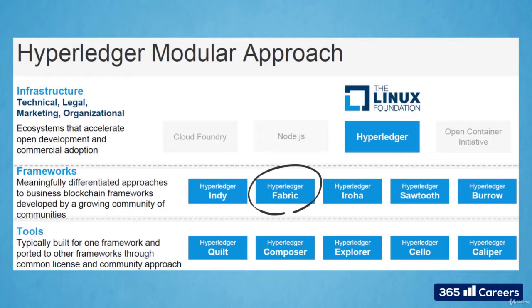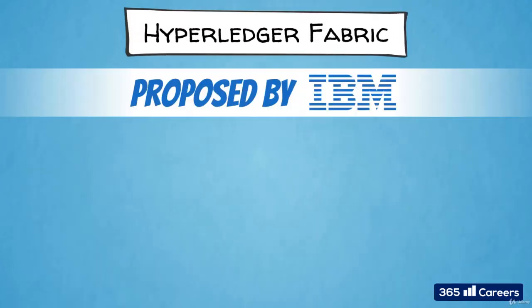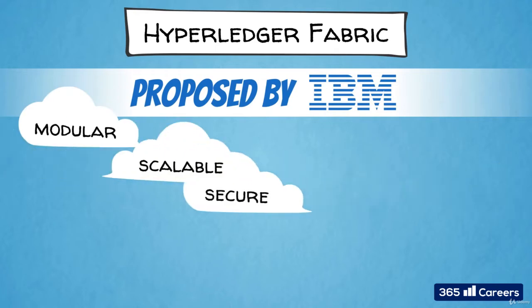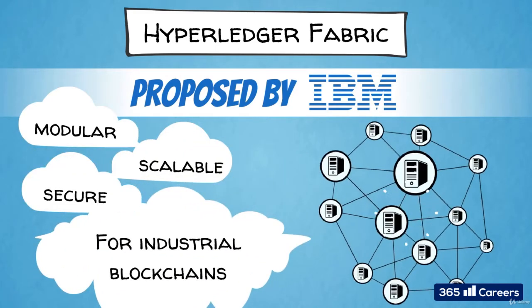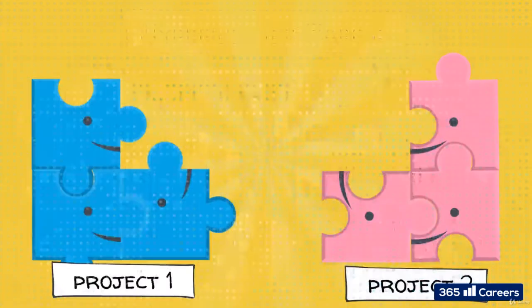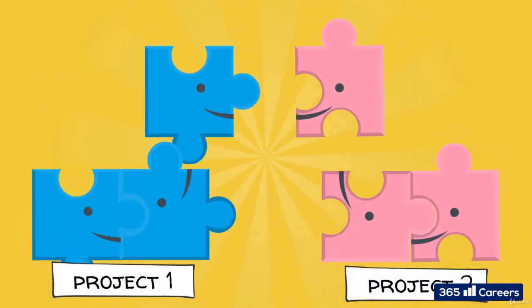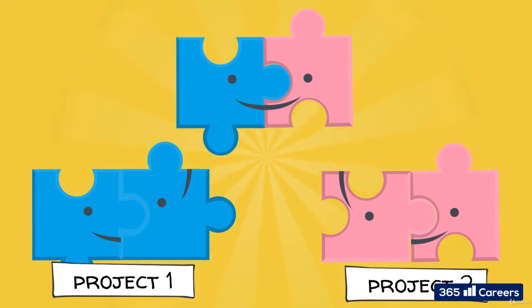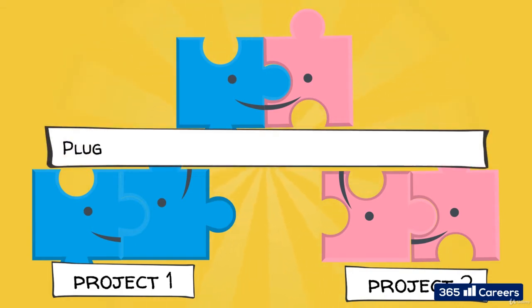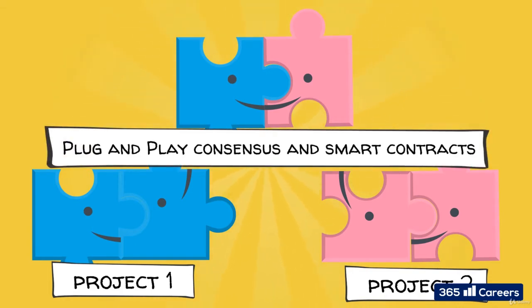Hyperledger Fabric. Originally proposed by IBM, Hyperledger Fabric aims to provide a modular, scalable, and secure foundation for industrial blockchain applications. Fabric is a base layer core infrastructure for Hyperledger projects. It exemplifies the modular architecture we described earlier, in order to allow components such as consensus and smart contracts to be plug-and-play.